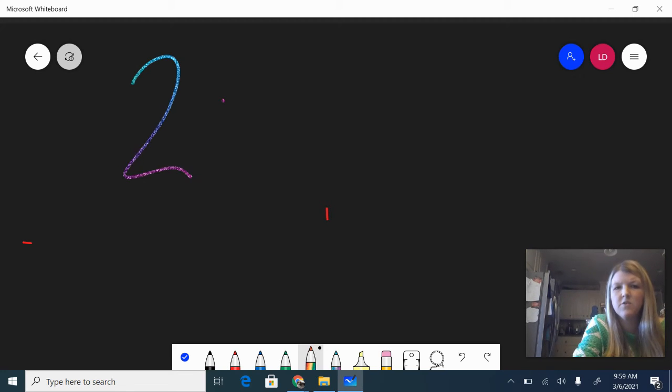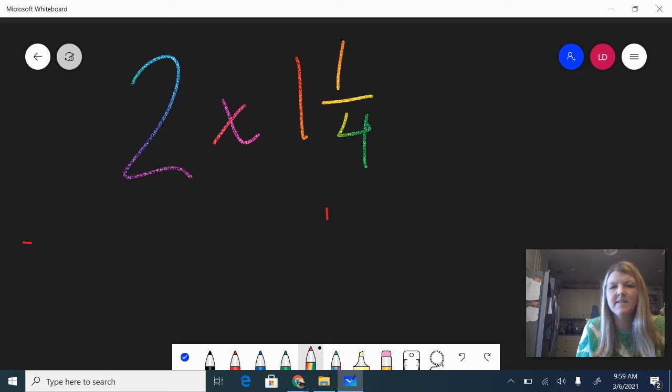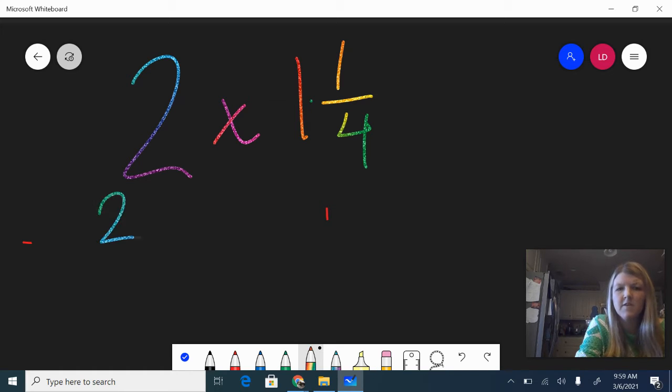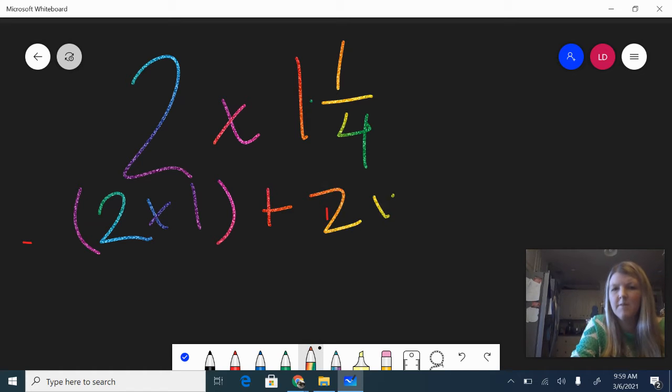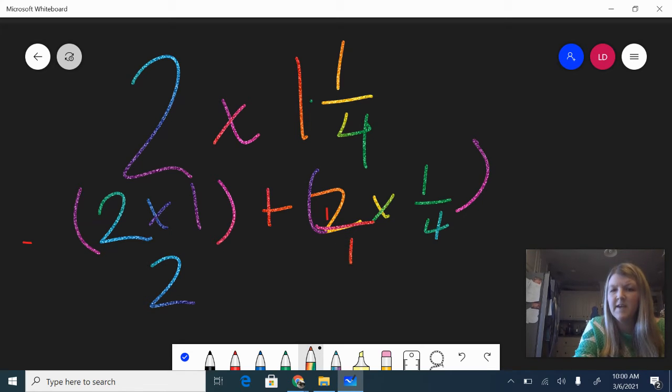Let's just say that I had 2 times 1 and 1/4. So in this case, if I've got 2 times 1 and 1/4, I have to multiply the 2 times the whole number 1, and then I have to multiply the 2 times the 1/4. So I can rewrite this as 2 times 1 plus the 2 times the 1/4. I have to do both parts. So 2 times 1 is just going to be 2. And if I'm multiplying 2 times 1/4, if you'll remember, I can put a 1 underneath that to make it a fraction. So 2 over 1.